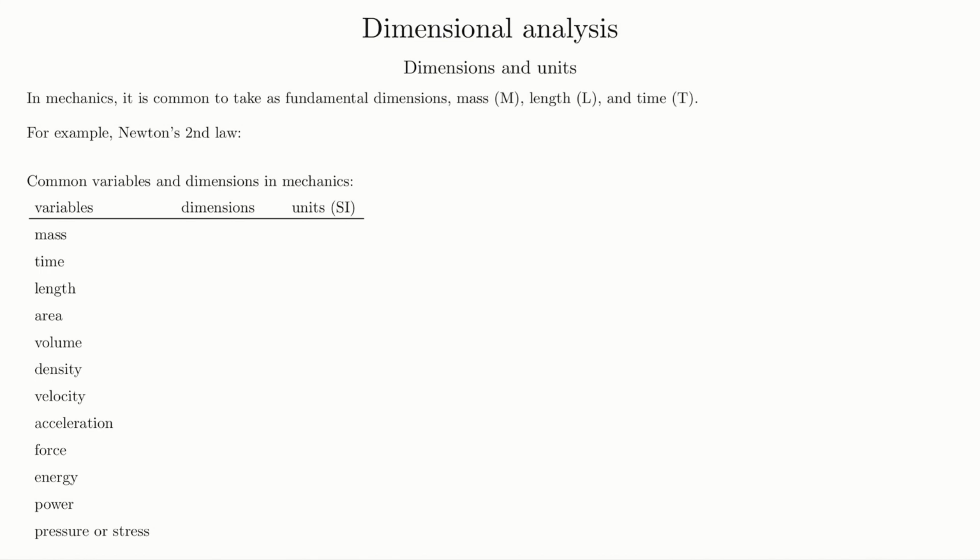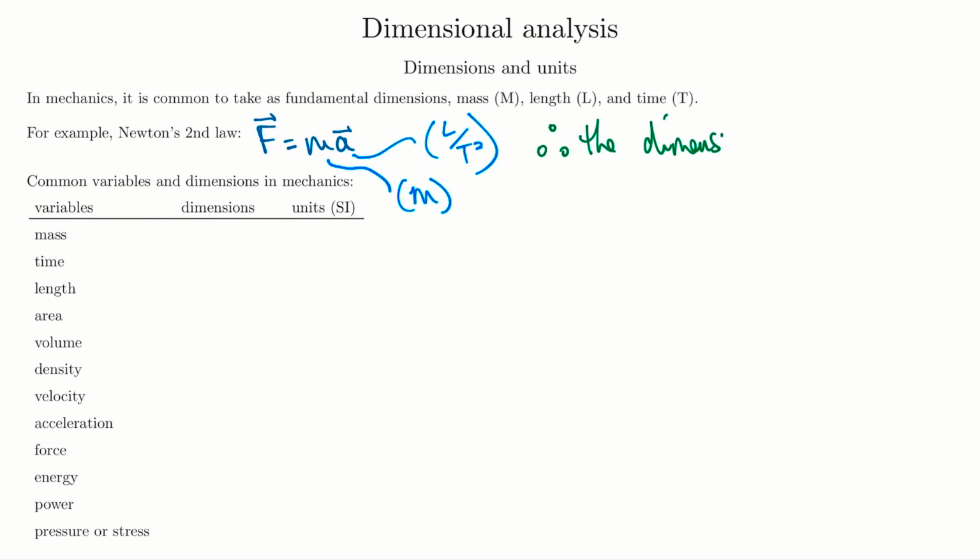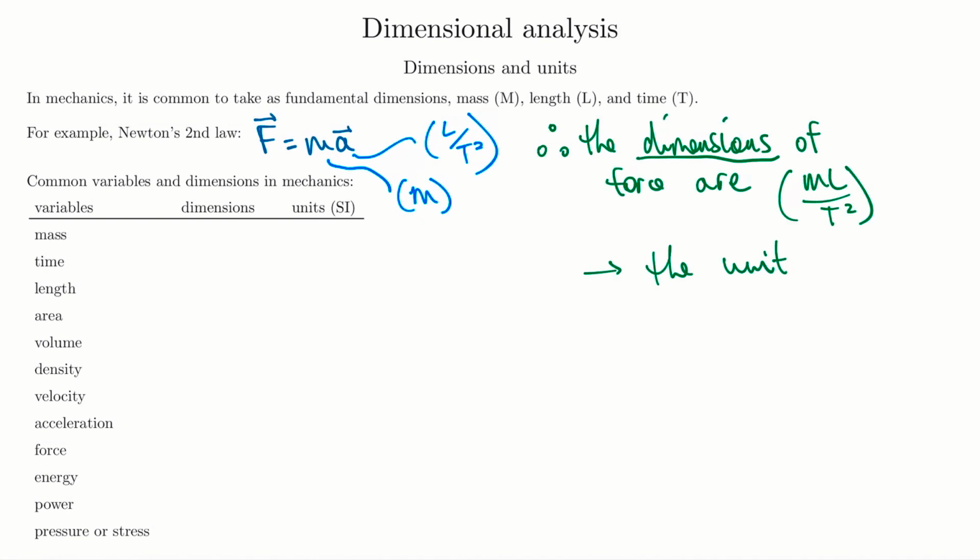Okay, now let's walk through some of the basics of dimensions and units here. This is the core of what we're covering. So in mechanics, we commonly use mass, length, and time. So for example, for Newton's second law, force equals mass times acceleration. So mass is our m, acceleration is our length over time squared. So the dimensions of this are m l over t squared. And the units of force, SI units, are newtons.